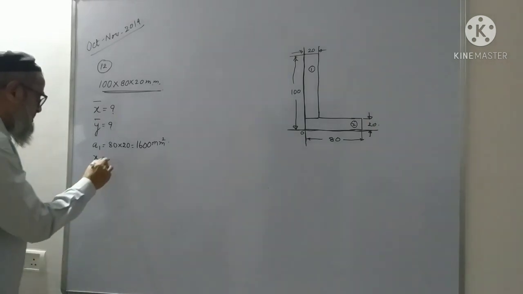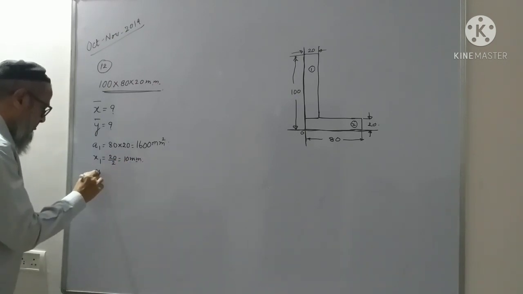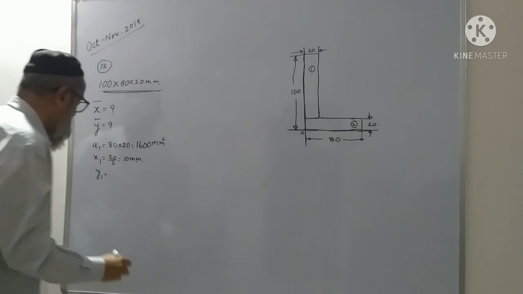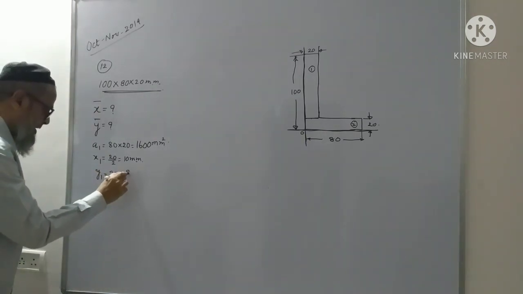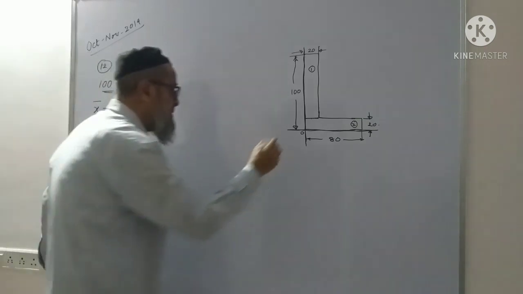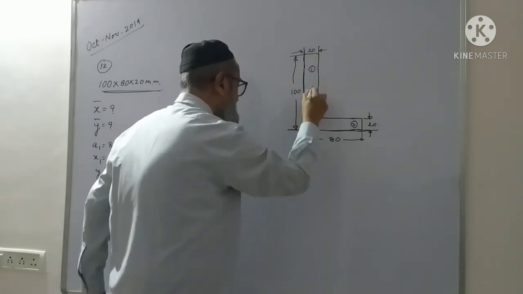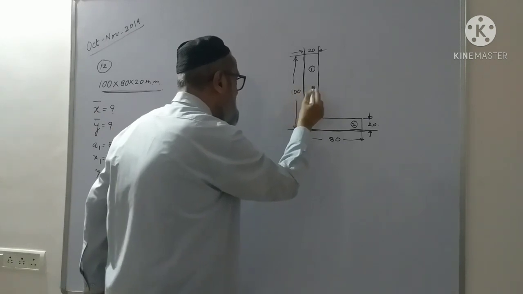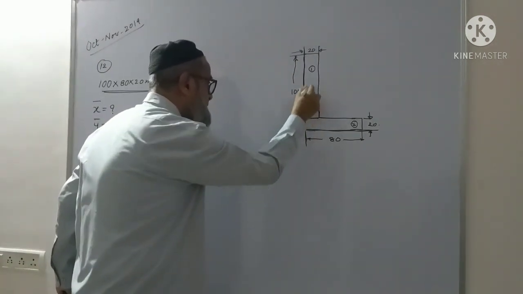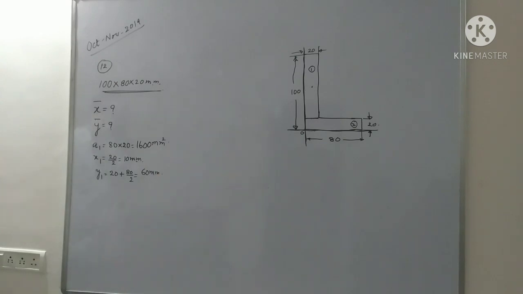X1 will be 20 by 2, that is 10 mm. Y1 will be 20 plus half of this, 80 by 2, that is 20 plus 40, which is 60 mm. It will be somewhere here where the two diagonals meet, the center of gravity of this rectangle. Its distance from here is 20 by 2, that is 10 mm, that is X1. Y1 will be this 20 here plus 80 by 2, the midpoint of this rectangle. So 40 plus 20 is 60 mm.